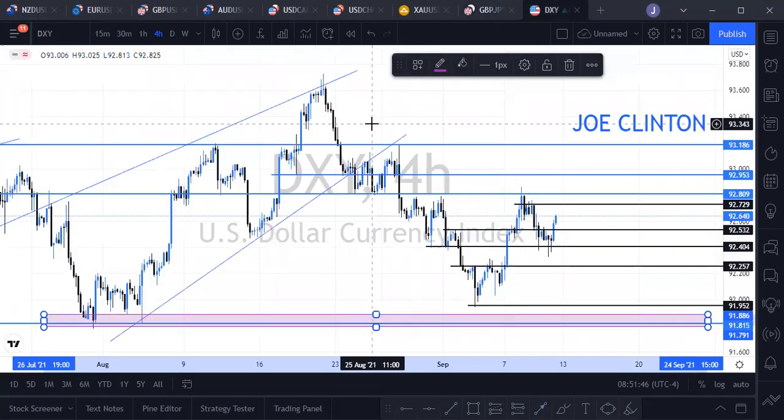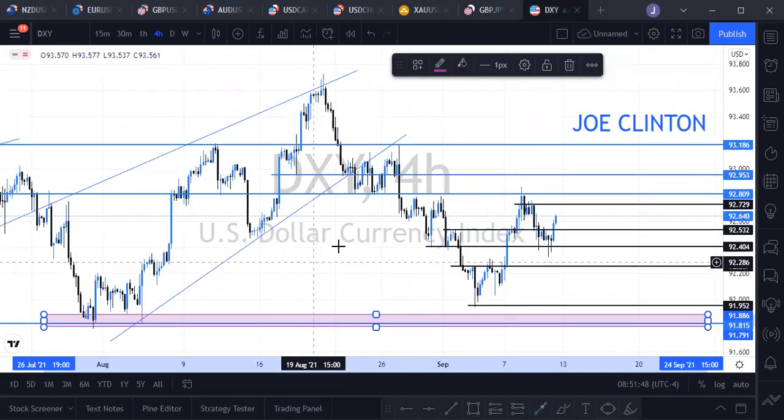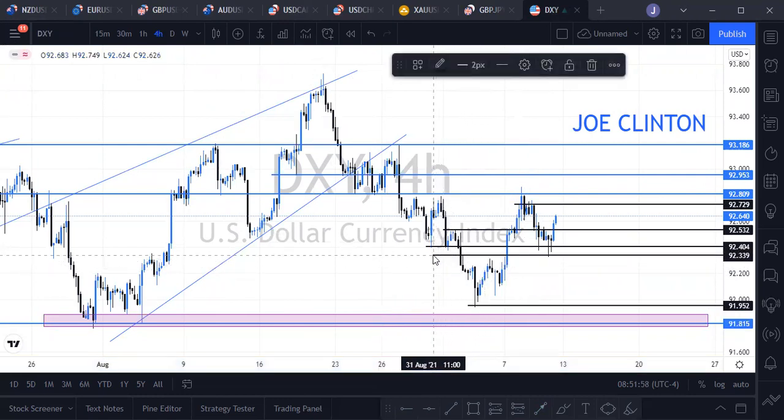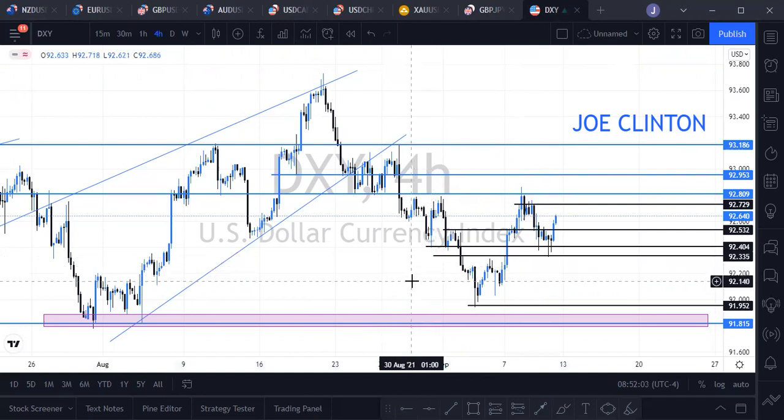All right. So here now I have DSY. Now DSY, as you can see, got to a point I respected. Here are the points it gets to. I was expecting the pullback to get to 92,300, but it did not get to that point.